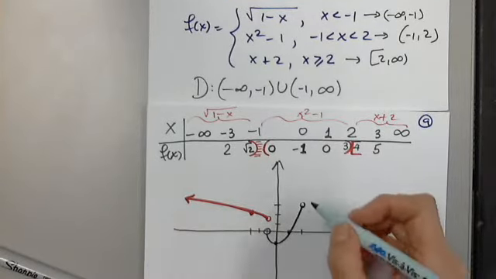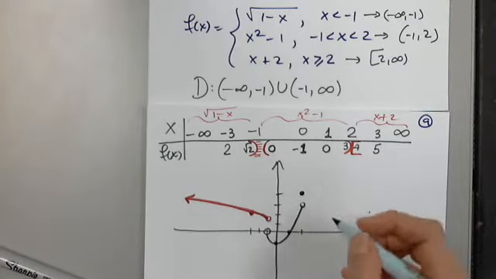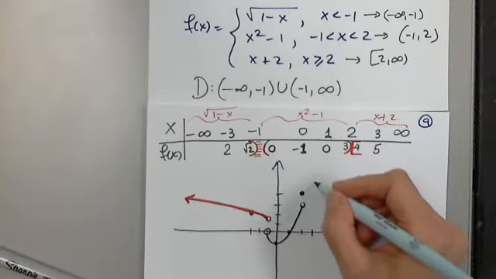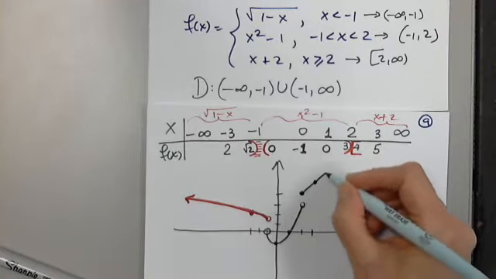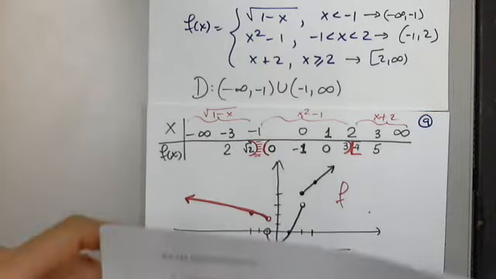Finally, 2 comma 4. What type of point is 2 comma 4? Closed. Very good. And 3 comma 5. Closed. Very good. This is the graph of f of x. Can anyone give us the range? -1 to infinity. Perfect, perfect. Very good. Thank you very much. -1 to infinity. Now we're ready to answer these questions.